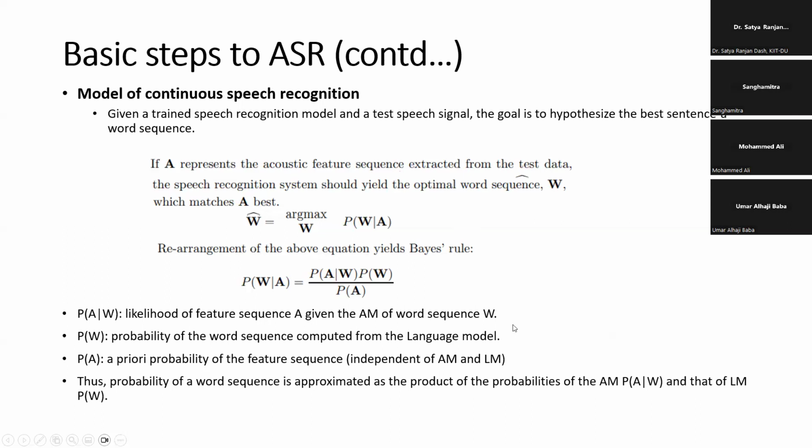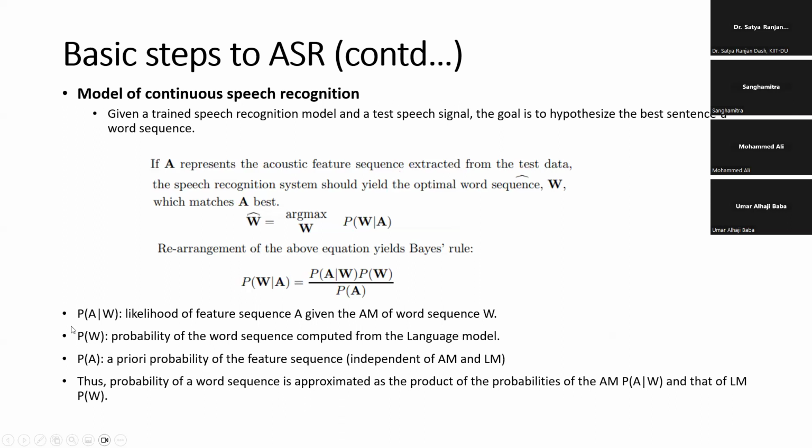Okay, so this can be rearranged and you can write the probability of W given A as probability of A given W multiplied by probability of W divided by probability of A. In this expression, probability of A given W is the likelihood of the feature sequence A given the acoustic model of the word sequence W.